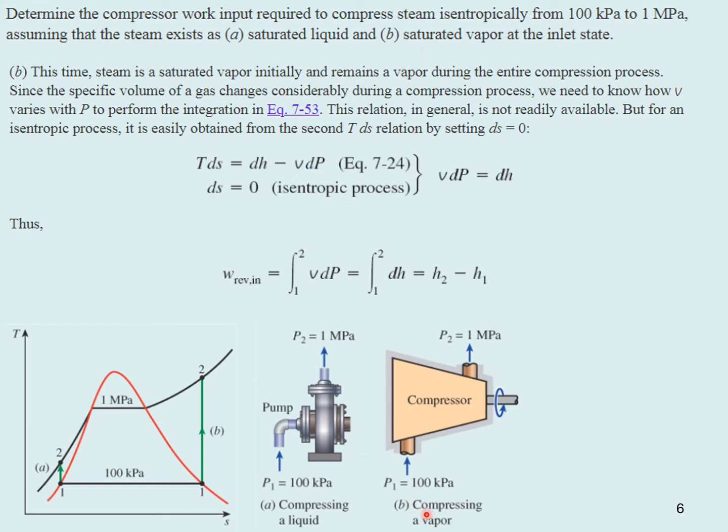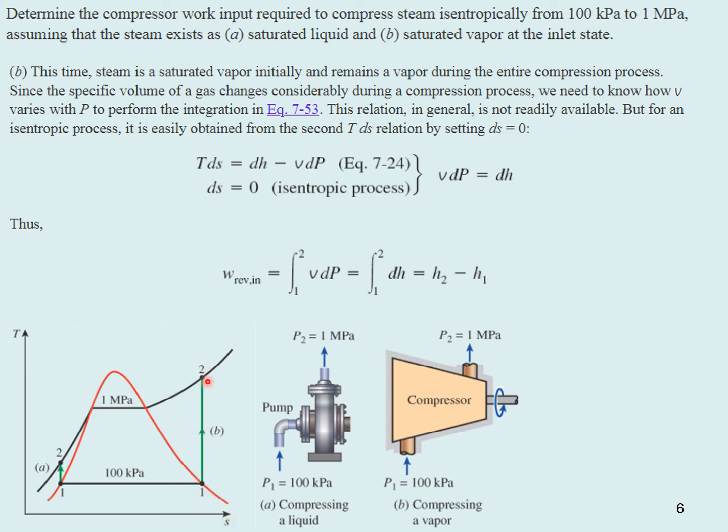Now, for part B, let's take a look at how a compressor would work for it. This time, the steam is saturated vapor initially, as we can see from where we start on the TdS diagram, and remains a vapor through the entire process up to point 2. So the specific volume of the gas changes considerably during the compression process. We need to know how v varies with P to perform the integration. In general, this is not readily available, but for an isentropic process, it's easy to obtain from the second TdS relation by setting ds equal to 0, which in this case it is. If you notice here, entropy stays constant.